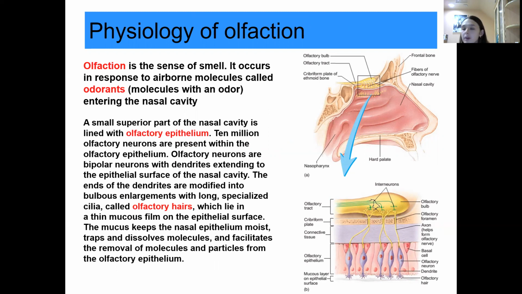Olfactory neurons are bipolar neurons with dendrites extending to the epithelium surface of the nasal cavity. The ends of the dendrites are modified into bulbous enlargements with long specialized cilia called olfactory hairs, which lie in the thin mucous film on the epithelium surface. The mucus keeps the nasal epithelium moist, traps and dissolves molecules, and facilitates the removal of molecules and particles from the olfactory epithelium.